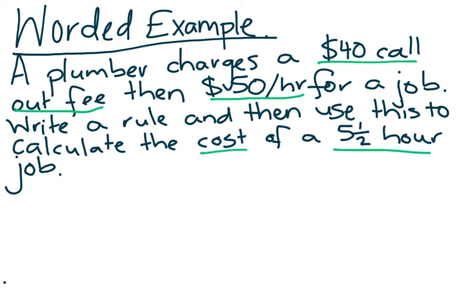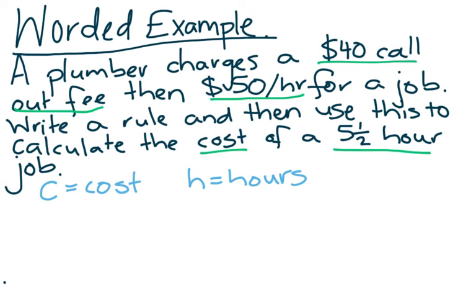So the first thing is looking at the rule. I'm going to use C for the cost, so I'm writing C equals cost, and I'm going to use H as the hours. The reason I'm defining the variables is to show you that we don't always have y and x. We could have C for cost, H for hours, T for time, V for volume or velocity, anything depending on the context.